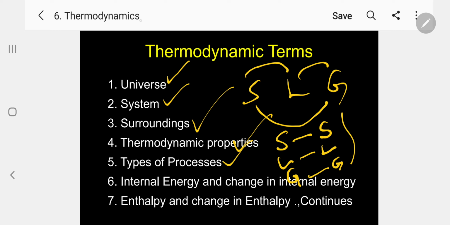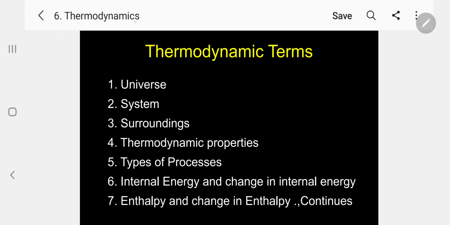So how is this changing? Normally by doing work or by absorbing or releasing energy. So we have different types of process so that the system can change from one state to another by a suitable process. Because of this, the internal energy changes. So we have to study internal energy and change in internal energy.